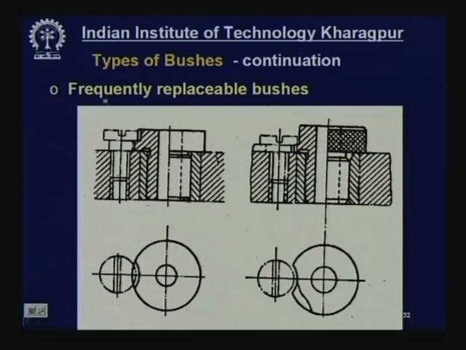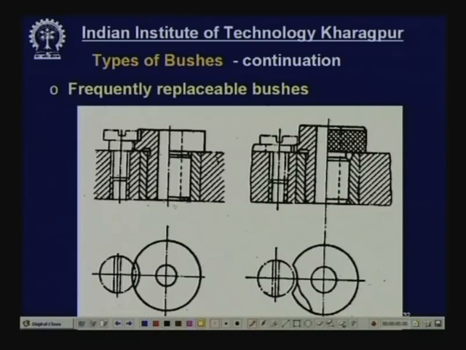Now, this shows the frequently replaceable type. If the bush needs to be replaced from time to time, then this arrangement should be there. There should be a pin. It has got a slot or step like this, and when you unscrew this one and want to withdraw it, first this pin has to be withdrawn, then you withdraw the bush, place it again, and then fit the screw again. So, this will be arrested here, the rotation will be prevented and lifting will also be prevented by the screw.